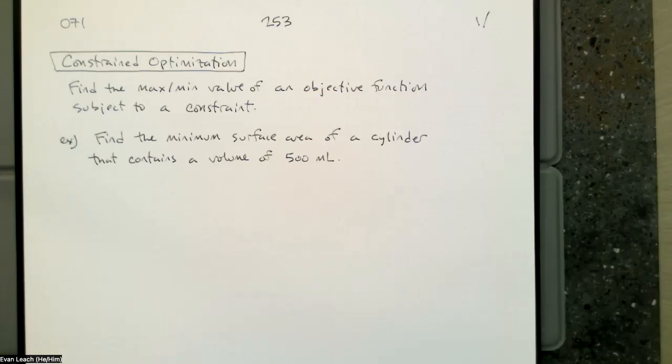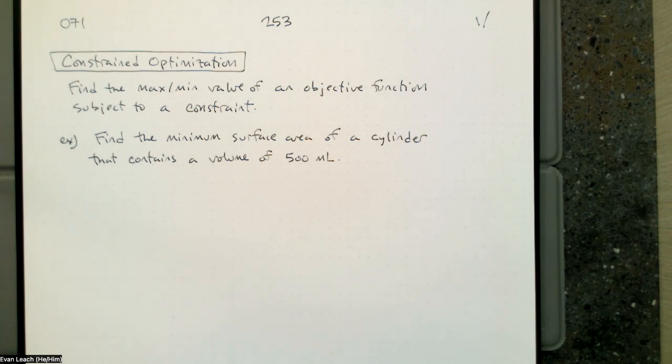Today we want to pick up where we left off last week, and we want to add a new layer to our optimization problems. That is finding the maximum or minimum value of a function. And we want to find the maximum or minimum value of some objective function subject to some constraints.